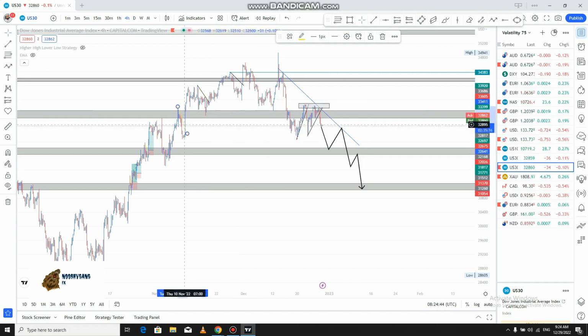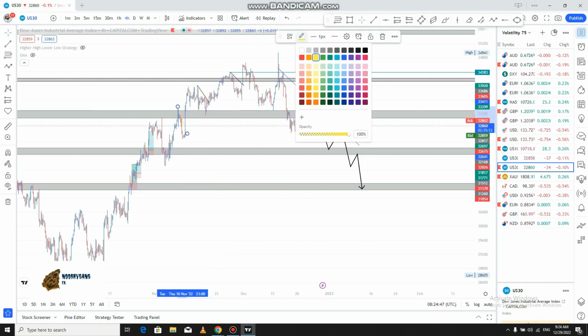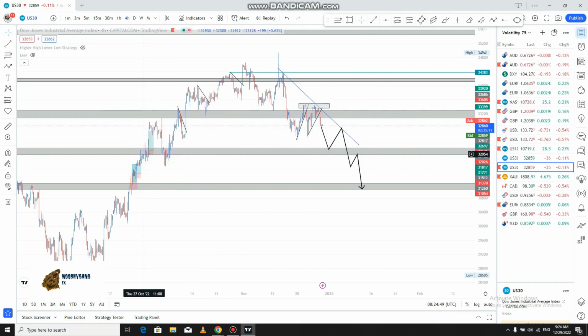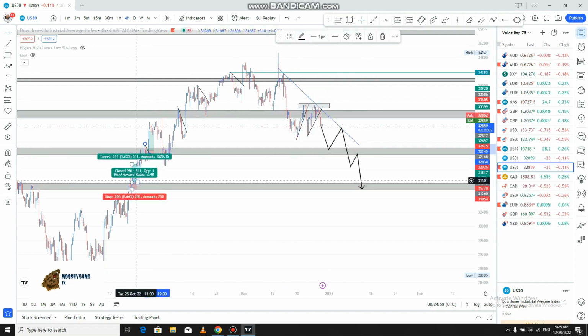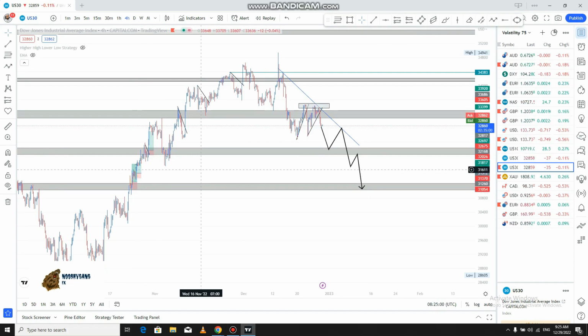Okay, if you're doing your analysis from the 4 hours chart, you should be looking for trading opportunities on lower time frames, like the 1 hour, 30 minutes, and your 15 minutes. If you're doing your analysis from the 1 hour chart, you should be looking for trading opportunities from the 15 minutes time frame to the 5 minutes time frame, and so forth.